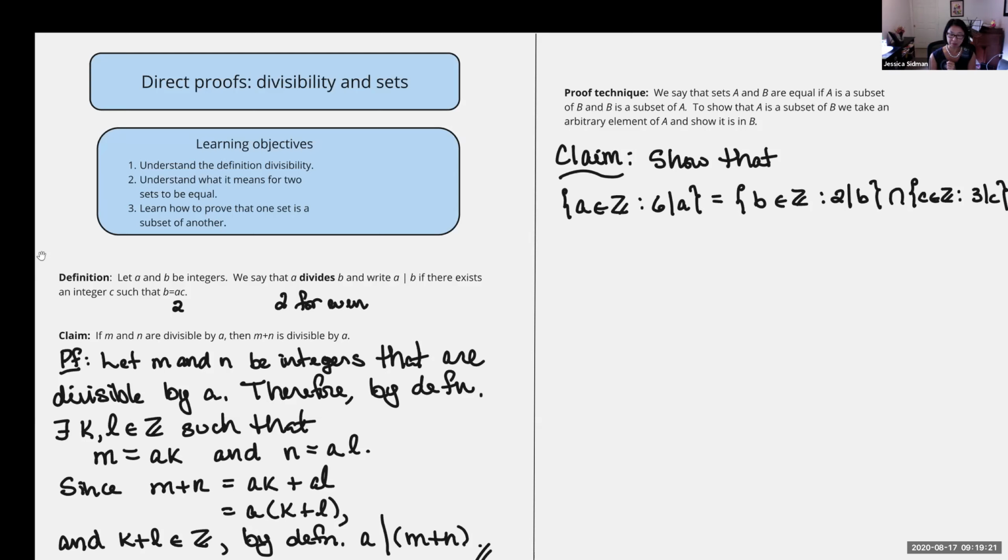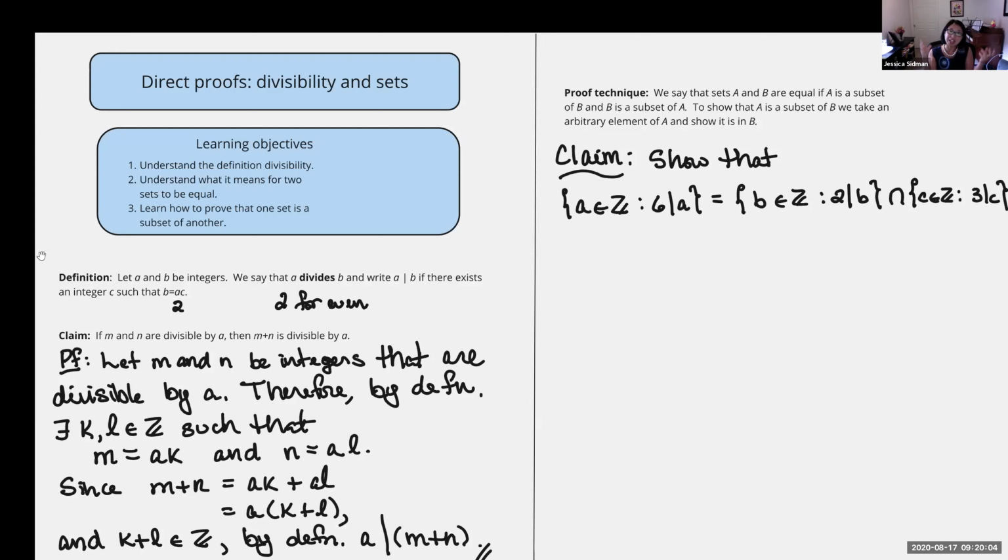So I also want to tell you about what it means to prove that two sets are equal or that one set is a subset of the other. For this, we have to learn a new proof technique. What it means for two sets A and B to be equal is that A is a subset of B and B is a subset of A. If A is a subset of B and B is a subset of A, it means they have exactly the same elements. So how do I show that one set is a subset of the other?